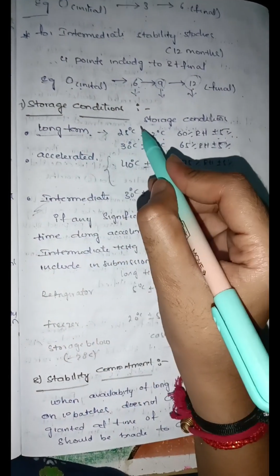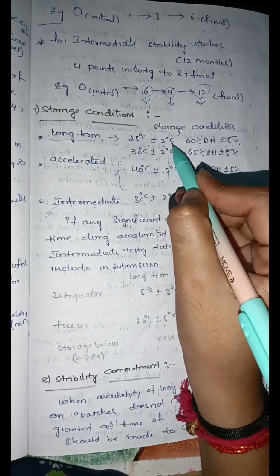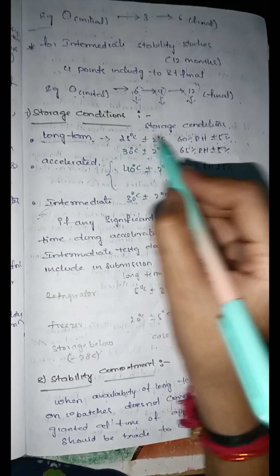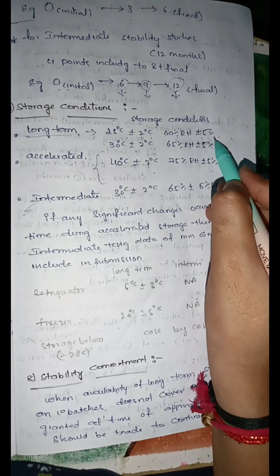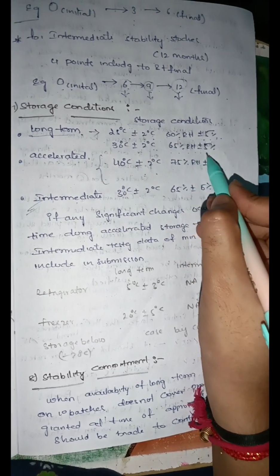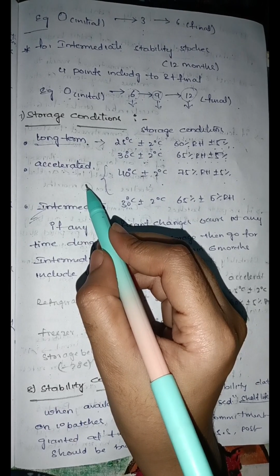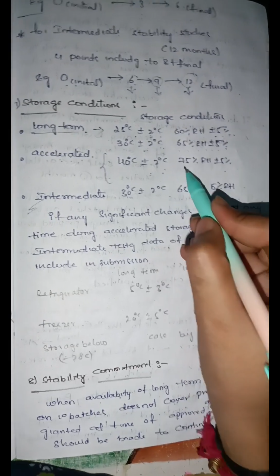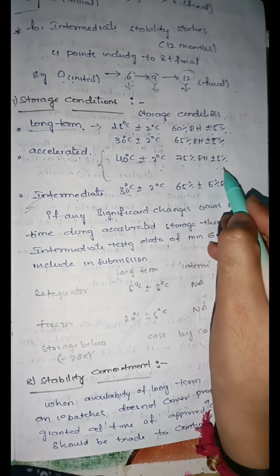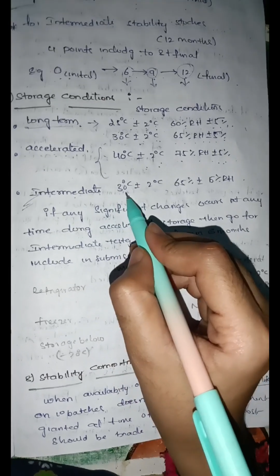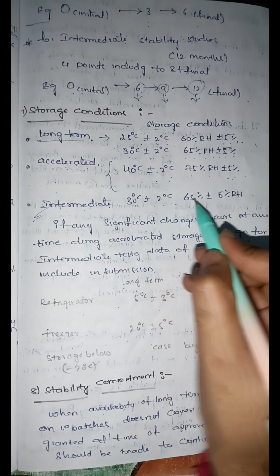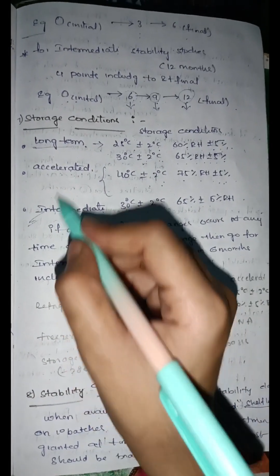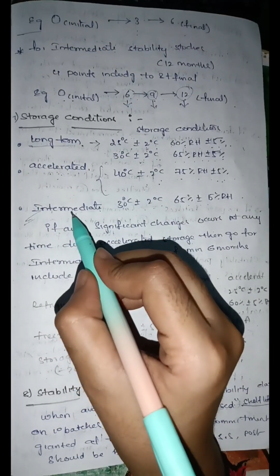For long term, 25 degrees Celsius plus or minus 2 degrees Celsius with 60% relative humidity plus or minus 5%, and 30 degrees Celsius plus or minus 2 degrees Celsius with 65% relative humidity plus or minus 5%. For accelerated stability testing, the storage condition is 40 degrees Celsius plus or minus 2 degrees Celsius, 75% relative humidity plus or minus 5%. For intermediate, 30 degrees Celsius plus or minus 2 degrees Celsius, 65% plus or minus 5% relative humidity. If any significant changes occur in the accelerated studies, we can go for intermediate testing.